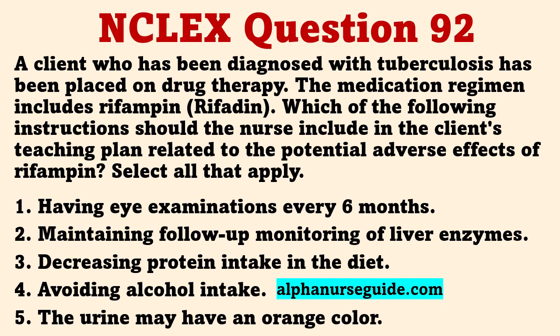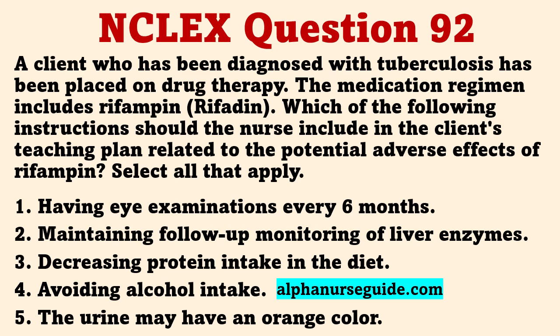A client who had been diagnosed with tuberculosis has been placed on drug therapy. The medication regimen includes rifampin. Which of the following instructions should the nurse include in the client's teaching plan related to the potential adverse effects of rifampin? Select all that apply. 1. Having eye examinations every 6 months. 2. Maintaining follow-up monitoring of liver enzymes. 3. Decreasing protein intake in the diet. 4. Avoiding alcohol intake. 5. The urine may have an orange color.